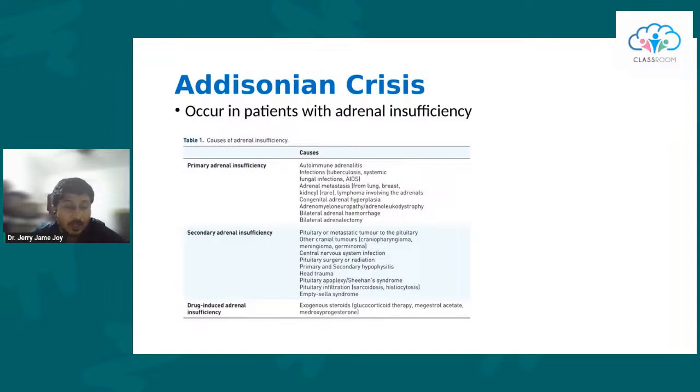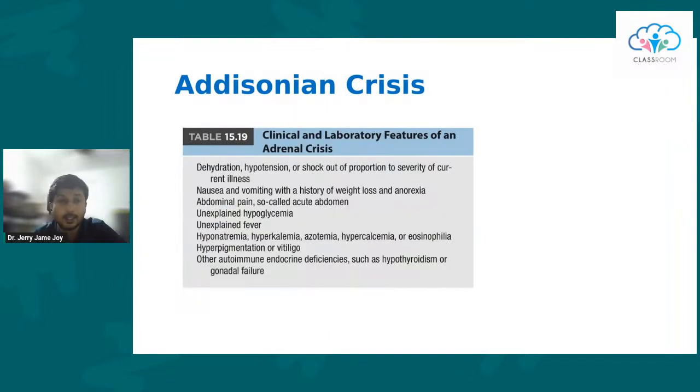So what is more commonly seen in a neuro ICU will be a secondary adrenal insufficiency, basically due to head injuries or after a pituitary surgery or radiation, CNS infection, or maybe a pituitary apoplexy or Sheehan syndrome. Or in drug-induced adrenal insufficiency, or patients who are on chronic steroid therapy for some autoimmune conditions, when there is an acute precipitating event like infections, they can go into Addisonian crisis.